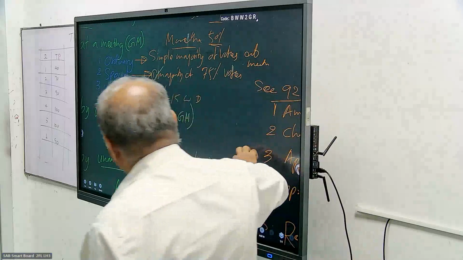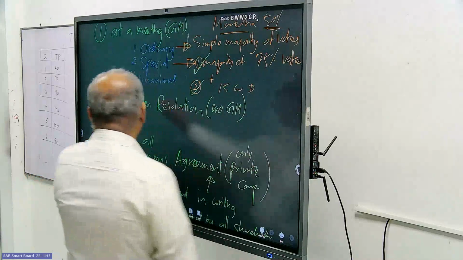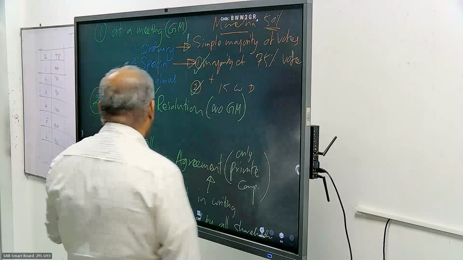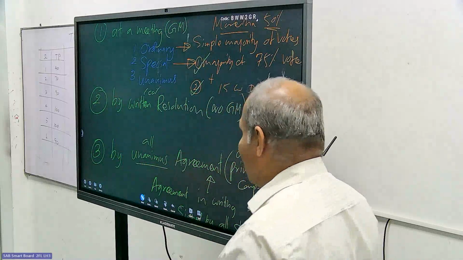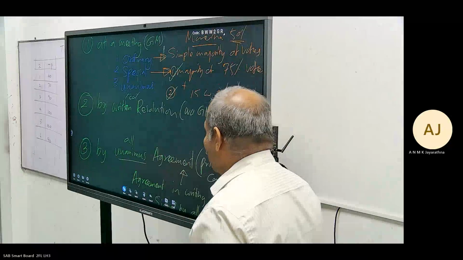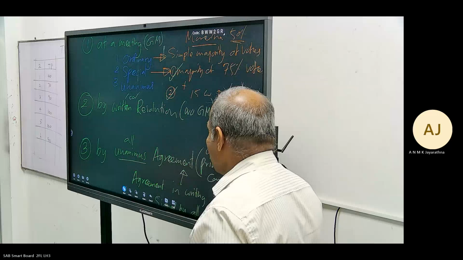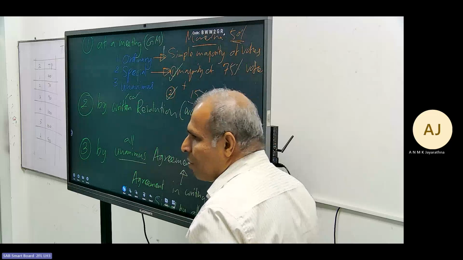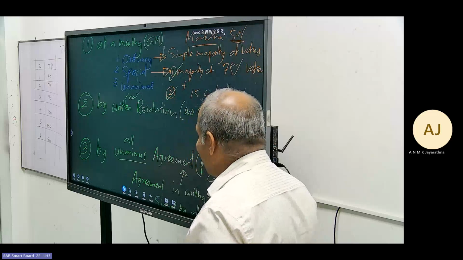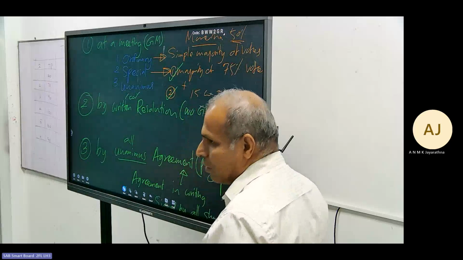Then a unanimous resolution means all the shareholders, 100% of shareholders, give their consent for the resolution. The Companies Act doesn't say which type of decisions can be taken by passing a unanimous resolution, but it may be mentioned in the articles of association.